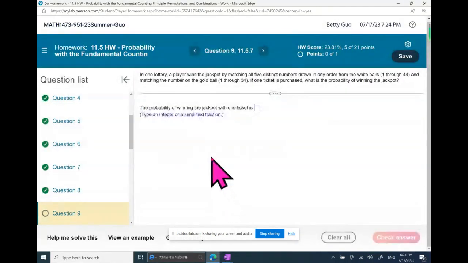Question number 9. In one lottery, a player wins the jackpot by matching all 5 distinct numbers drawn in any order from the white balls 1 through 44 and matching the number on the gold ball 1 through 34. If one ticket is purchased, what's the probability of winning the jackpot? The probability of winning the jackpot with 1 ticket.